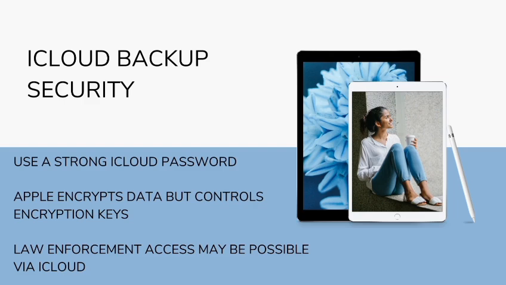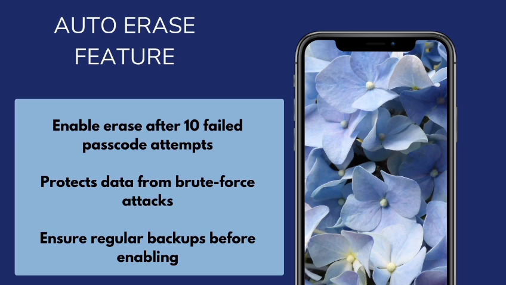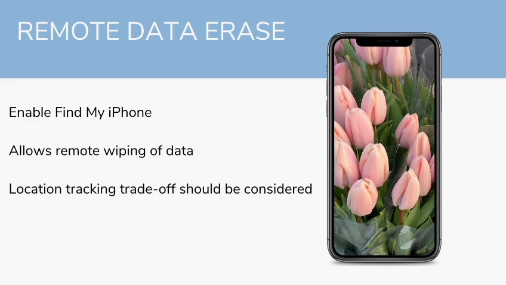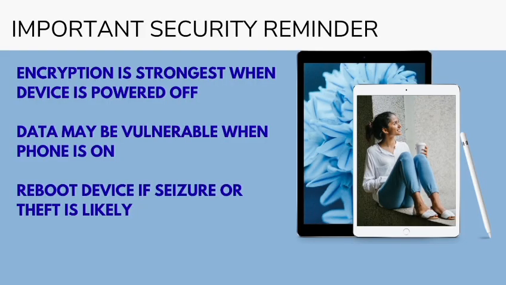You can also enhance security further. Enable Erase Data after 10 failed passcode attempts. Then use Find My iPhone to remotely locate or erase your device. And here is an important tip. iOS encryption is strongest when your device is powered off. If your phone is on or just turned off, some attackers might still access data in memory.